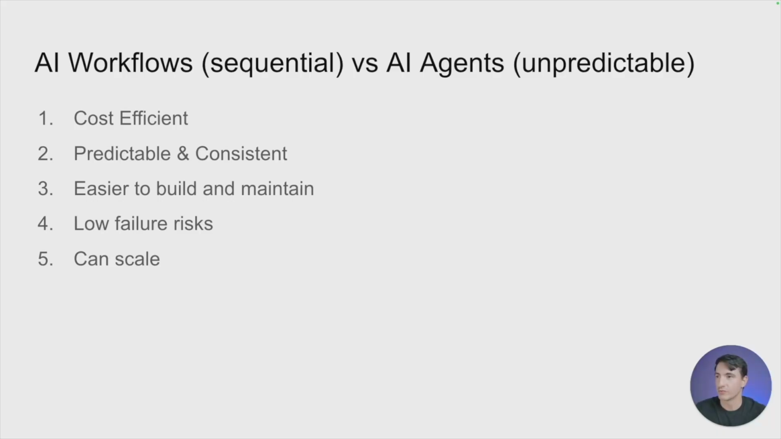Some of the differences between the sequential setup we looked at and the unpredictable setup we looked at are the cost efficiency, right? We have a situation where in the lead example, we have a very predictable and consistent path. We're going to get an email, we're going to get a phone call from the lead, we're going to qualify it, and we're going to send an output in terms of an email or a phone call to them. It's very predictable and consistent. It's also very easy to build and maintain, as we'll see with no-code examples. There are low failure risks.